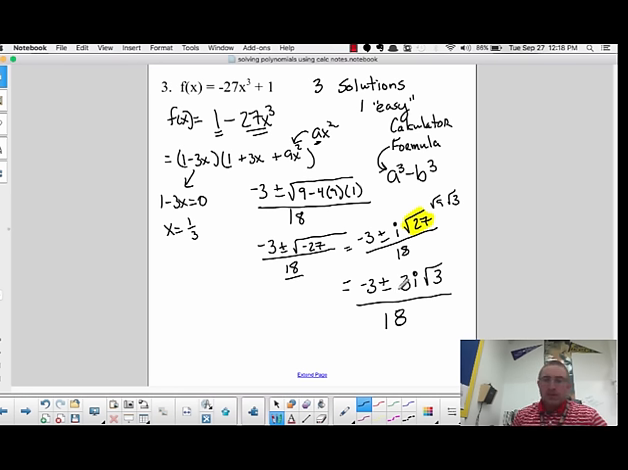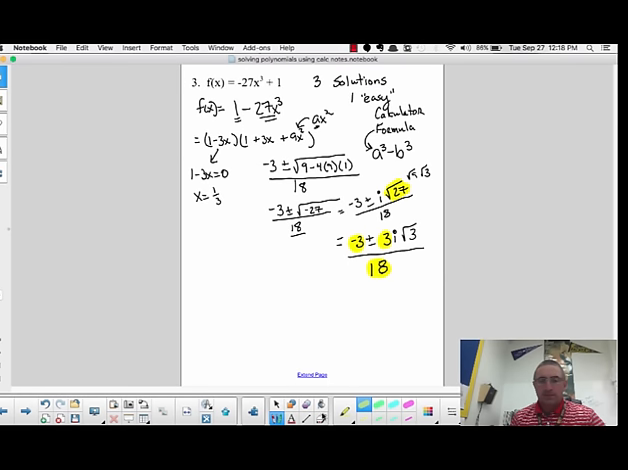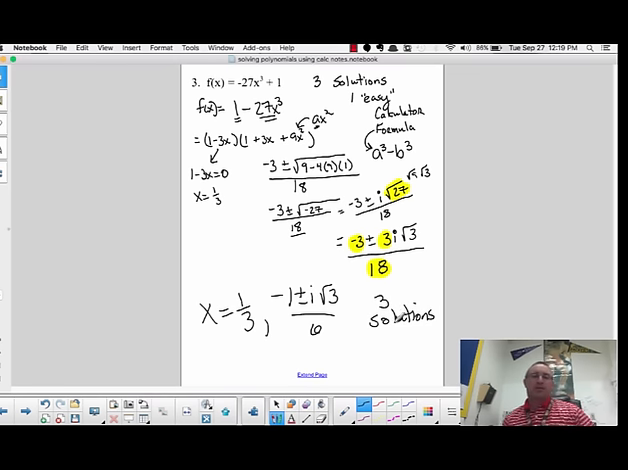So some people will stop here, but other people know that we have to simplify all the way, and I can divide all of these terms by 3. Okay? Which means I get -1 plus or minus i square root of 3 over 6. That's 2 answers. I already have my 1/3, so I get 3 solutions. Okay, and it was a cubic.